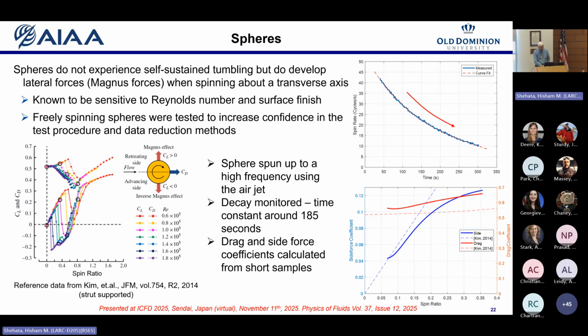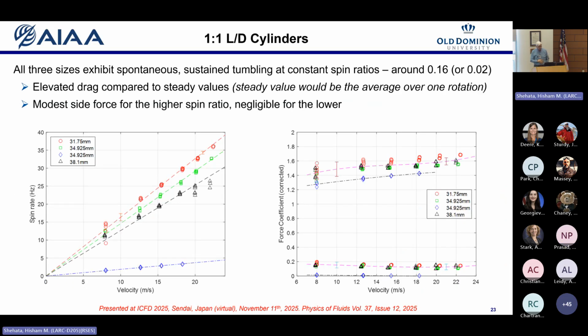Very sneaky. So we tested a few spinning spheres. It's not quite a reproduction of the original data because we can't motor the thing continuously. It's always in a spin-down condition, so it's unsteady, but we thought it was close enough to verify that we were measuring forces correctly.